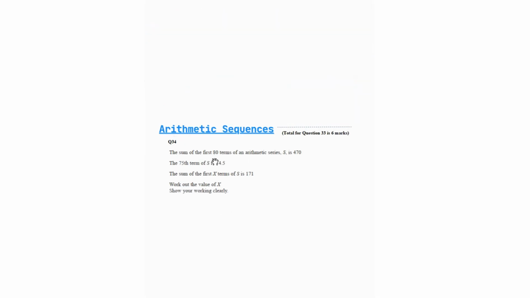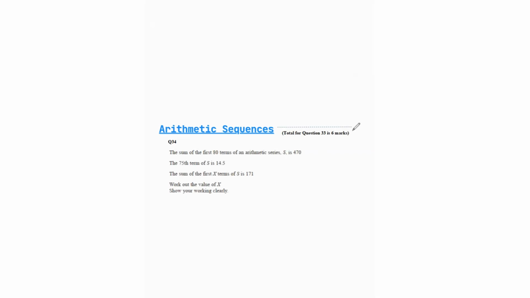Then question 34 says the sum of the first 80 terms of arithmetic series S is 470. The 75th term of S is 14.5. The sum of the first x terms of S is 171. Work out the value of x. So we don't have the first term. We don't have the common difference. We just know that the sum of the first 80 terms is 470. The 75th term is 14.5. The sum of the first x terms is 171, and we need to find the value of x.